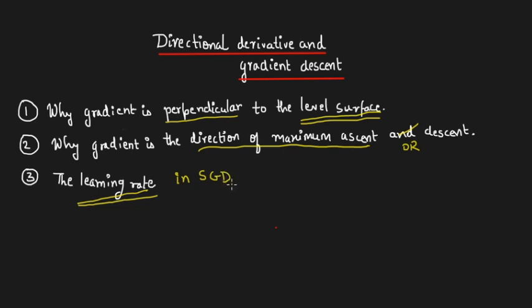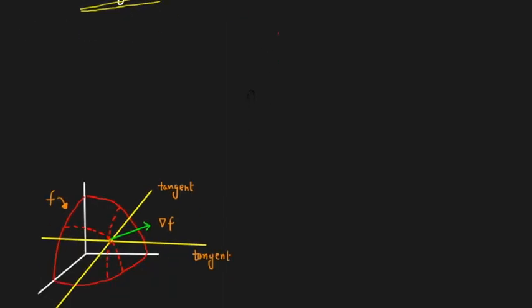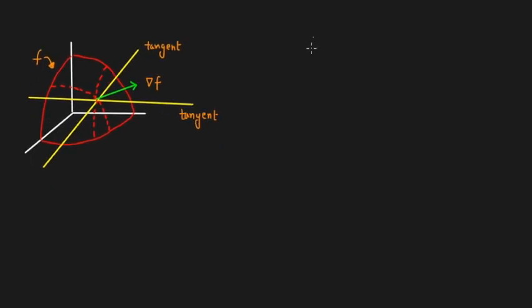So let's firstly look at why gradient is perpendicular to the level surface. We have represented a curve f here, so let's write f as f. Let f be dependent on three variables x1, x2 and x3. So f is a function of three variables. So we take a point right here and call it p. P is equal to c1, c2 and c3.